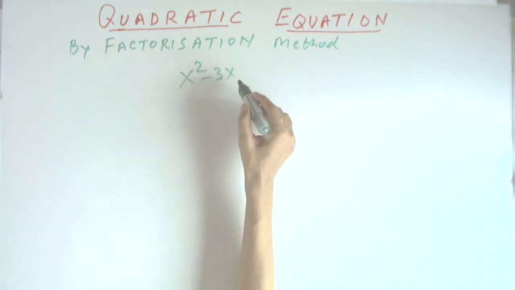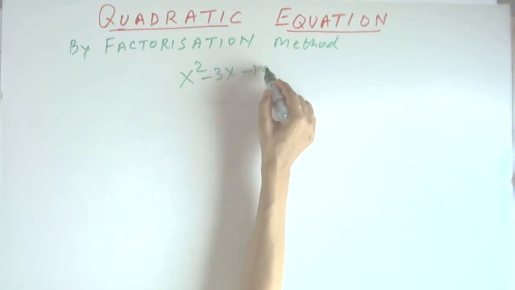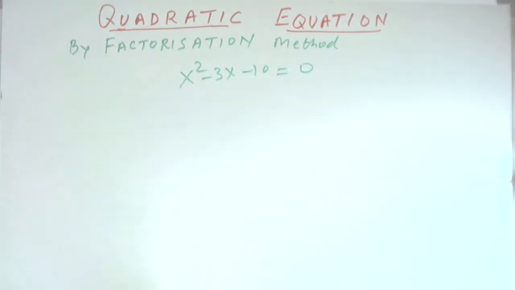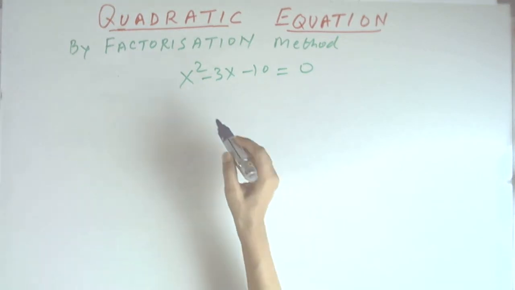x square minus 3x minus 10 is equal to 0. So, this is a quadratic equation. On the left hand side, we have a quadratic polynomial, and on the right hand side, it is 0.